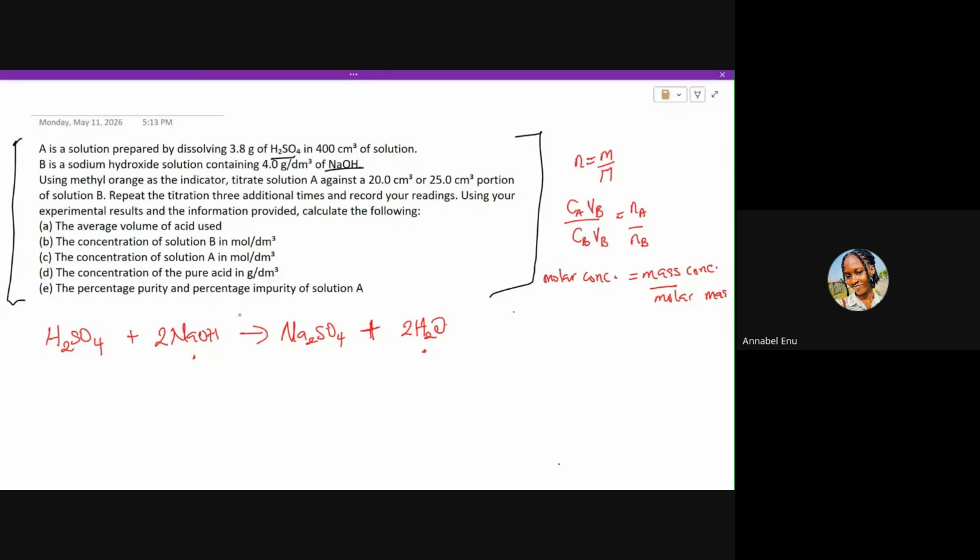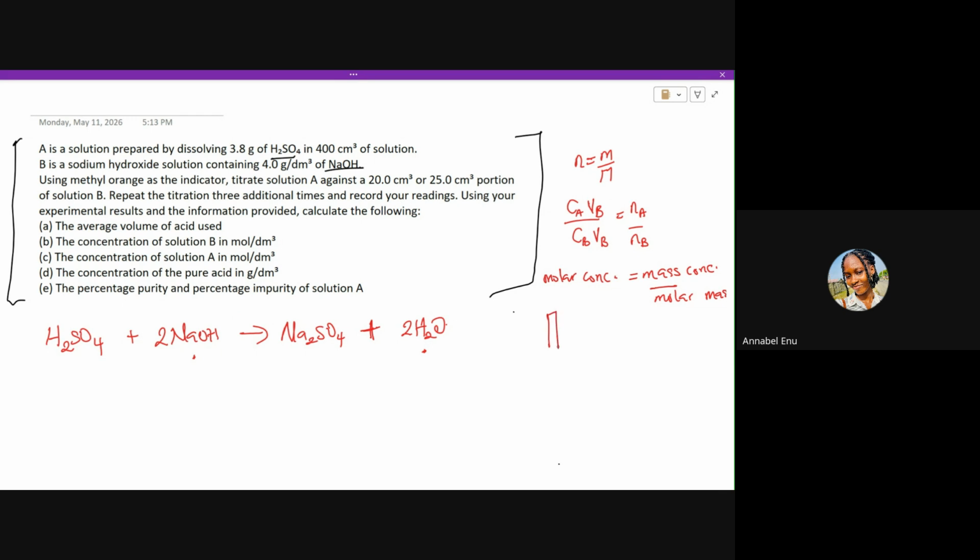Now, using methyl orange as indicator, it depends on your school also if you are going to carry out the titration process, and also what WAEC asks you to use. Titrate solution A against a 20 centimeters cube or 25 centimeters cube portion of solution B. Now, solution A, we know it is the acid. That means if they say titrate A against B, it means that titrate.